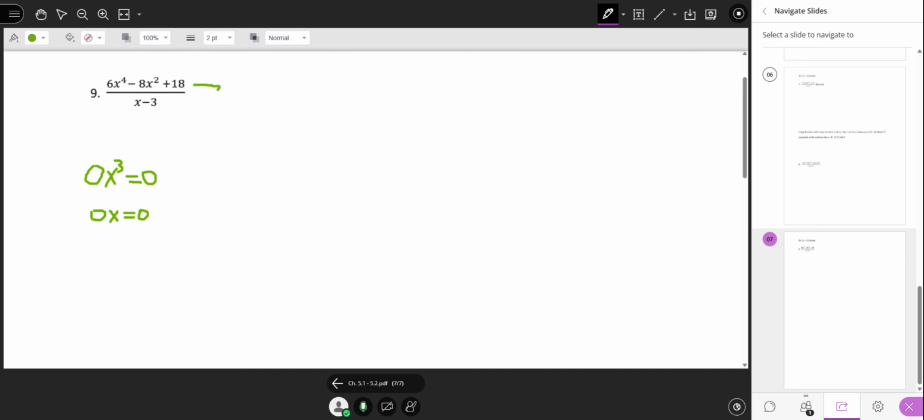So this numerator has to be written as 6x to the 4th plus 0x cubed minus 8x squared plus 0x plus 18. You need these two placeholders.